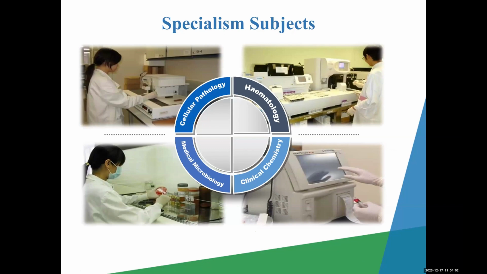Now we talk about the specialism subjects. In the field of medical laboratory science, we have four major specialisms. The first one is cellular pathology. The second one is medical microbiology. The third one is clinical chemistry. And finally, hematology. We will talk about them one by one.